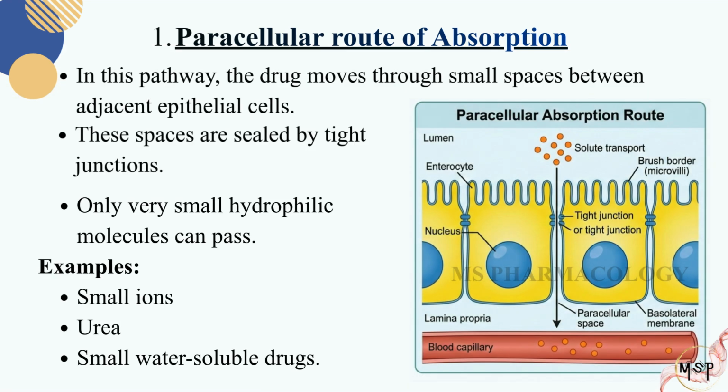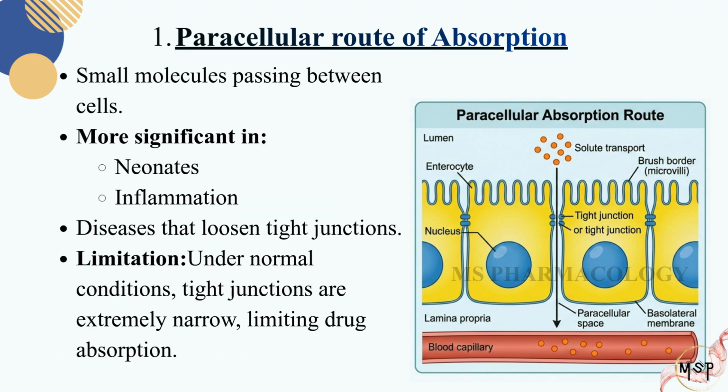First is the paracellular route, between cells. In this pathway, the drug passes through small spaces between adjacent epithelial cells. These spaces are sealed by tight junctions. Only very small, hydrophilic molecules can pass here. Examples include small ions, urea, and some small water-soluble drugs. The drug remains in the aqueous phase and never actually enters the cell.